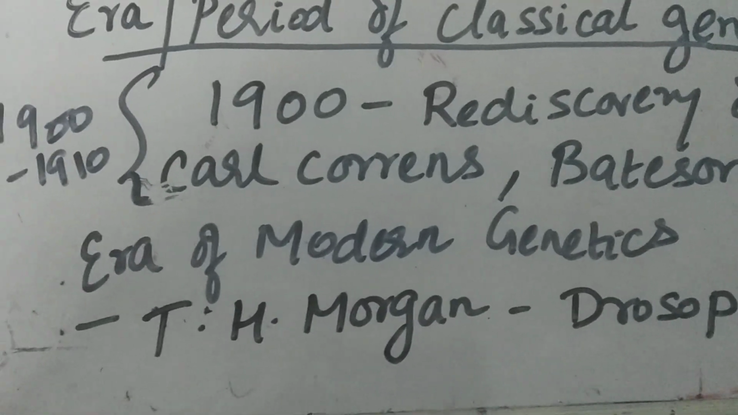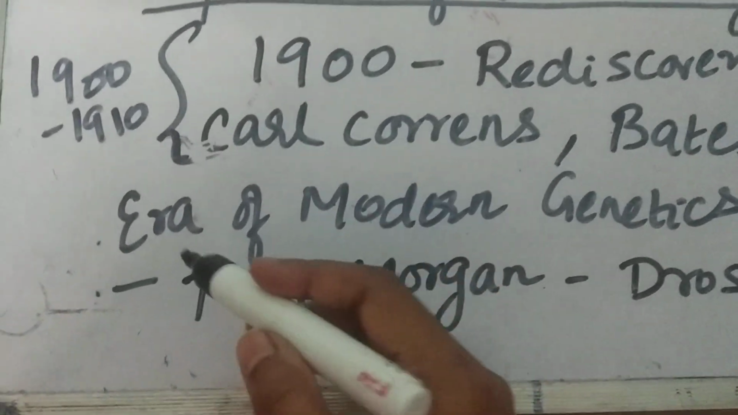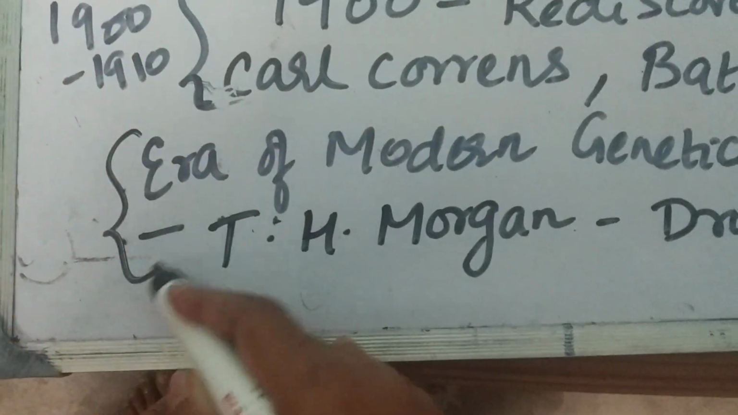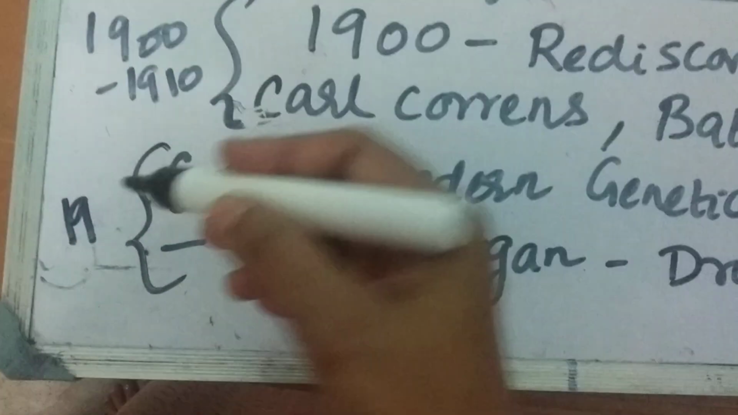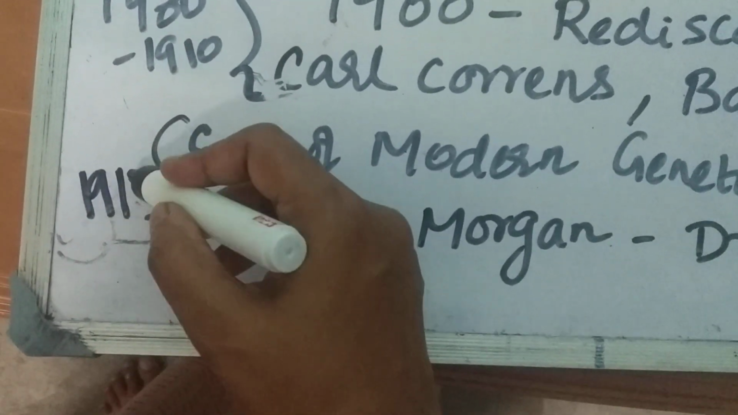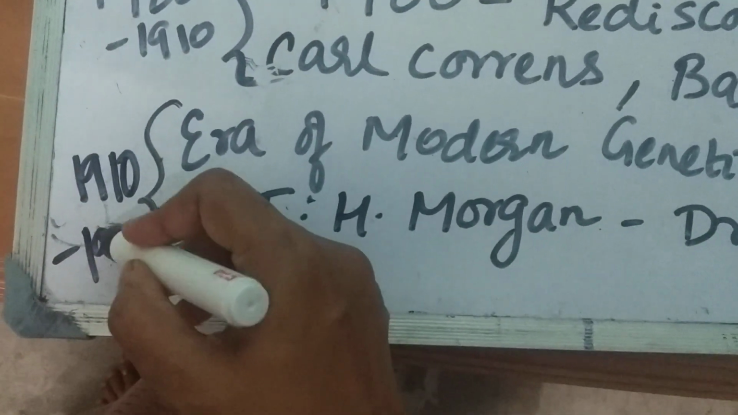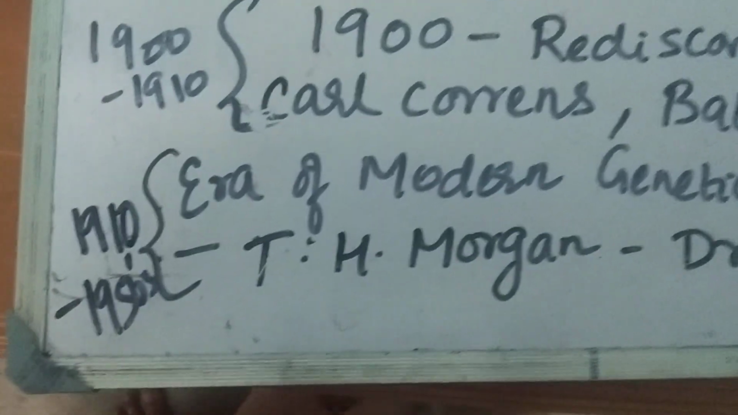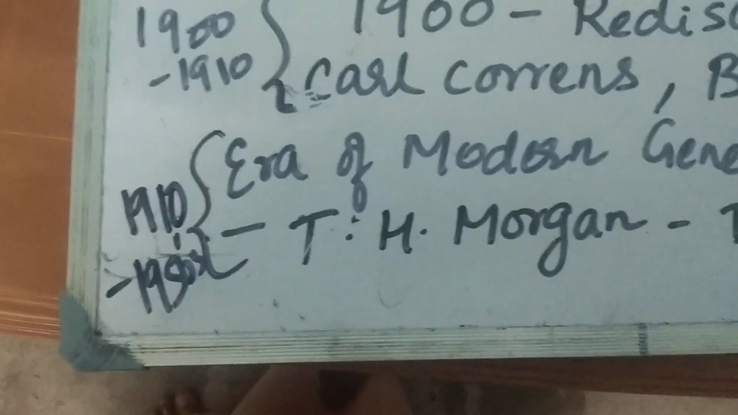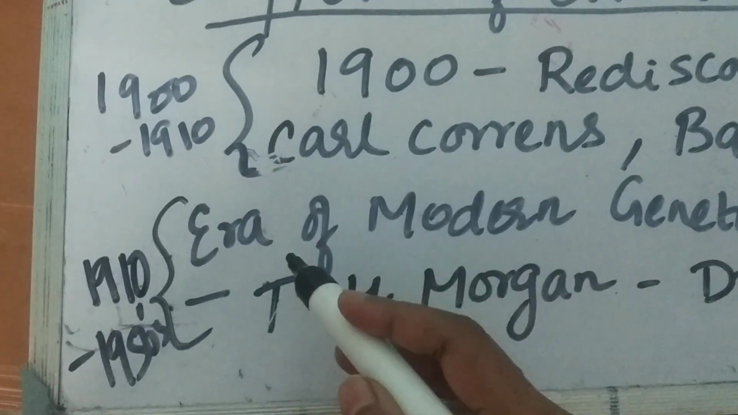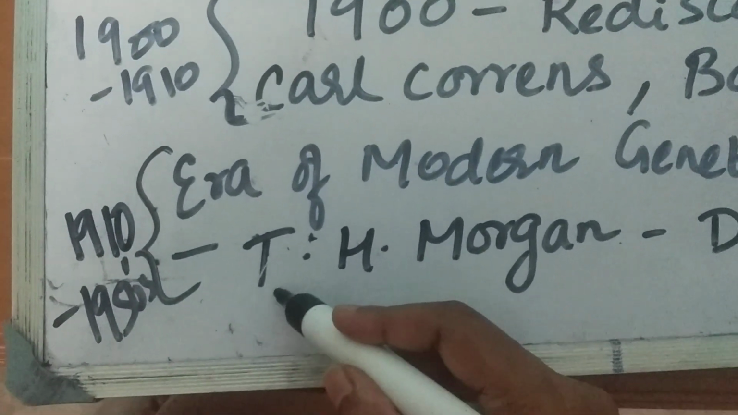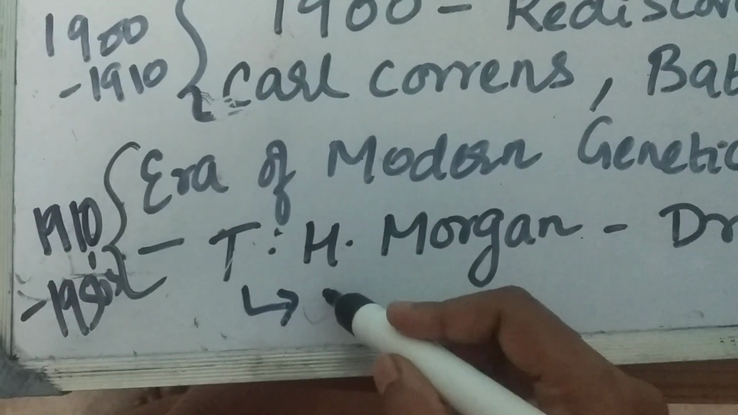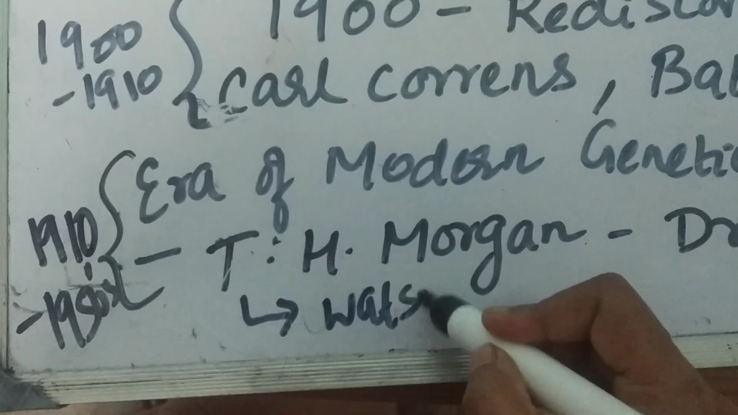His student Muller discovered that certain chemicals and radiations can be used to create mutations and also to find out about the role of genes. The era of modern genetics goes from T.H. Morgan right up to Watson and Crick.